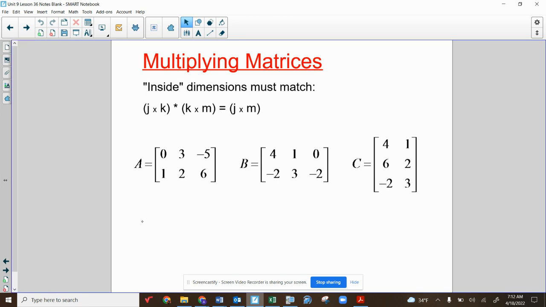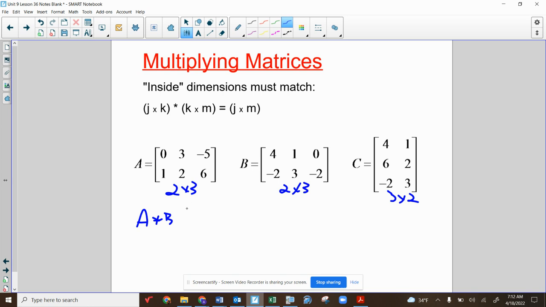If I wanted to do A times B, this is a 2x3 matrix here. This is a 2x3 matrix. This is a 3x2. So if I wanted to do A times B, that would be taking a 2x3 matrix and multiplying it to another 2x3 matrix. When I say the inside dimensions, of these four numbers right here, these two numbers here need to match. And if they don't, you can't do it.